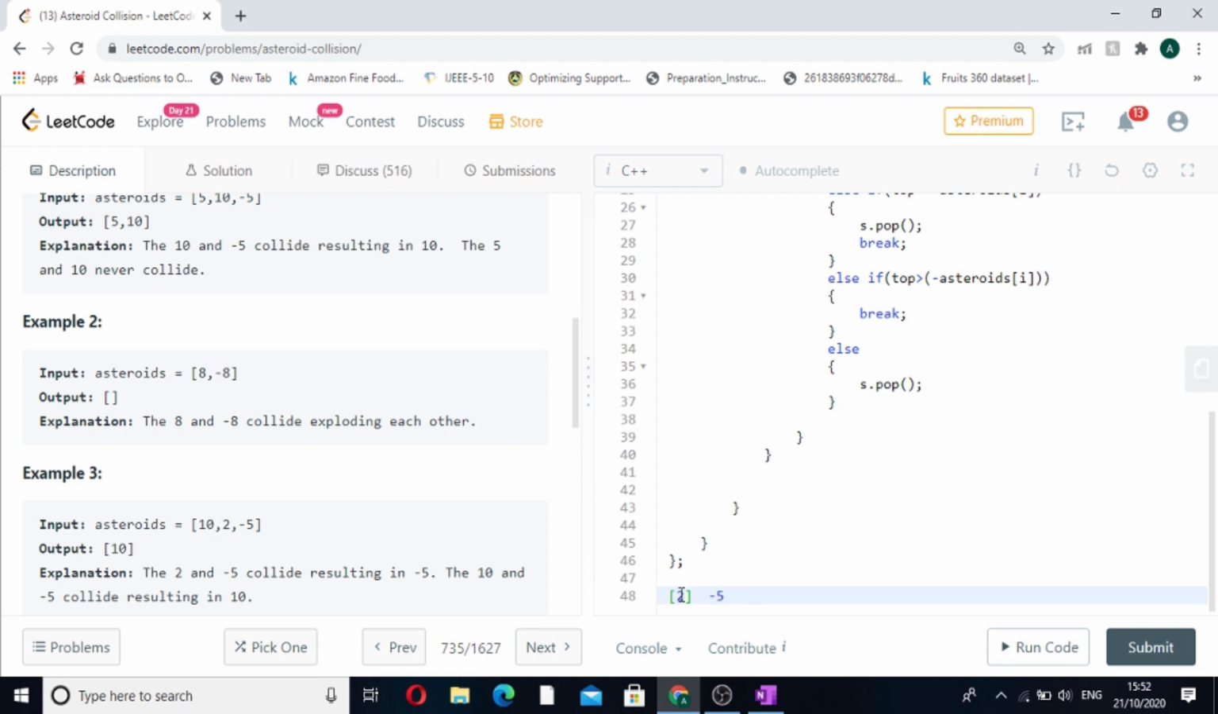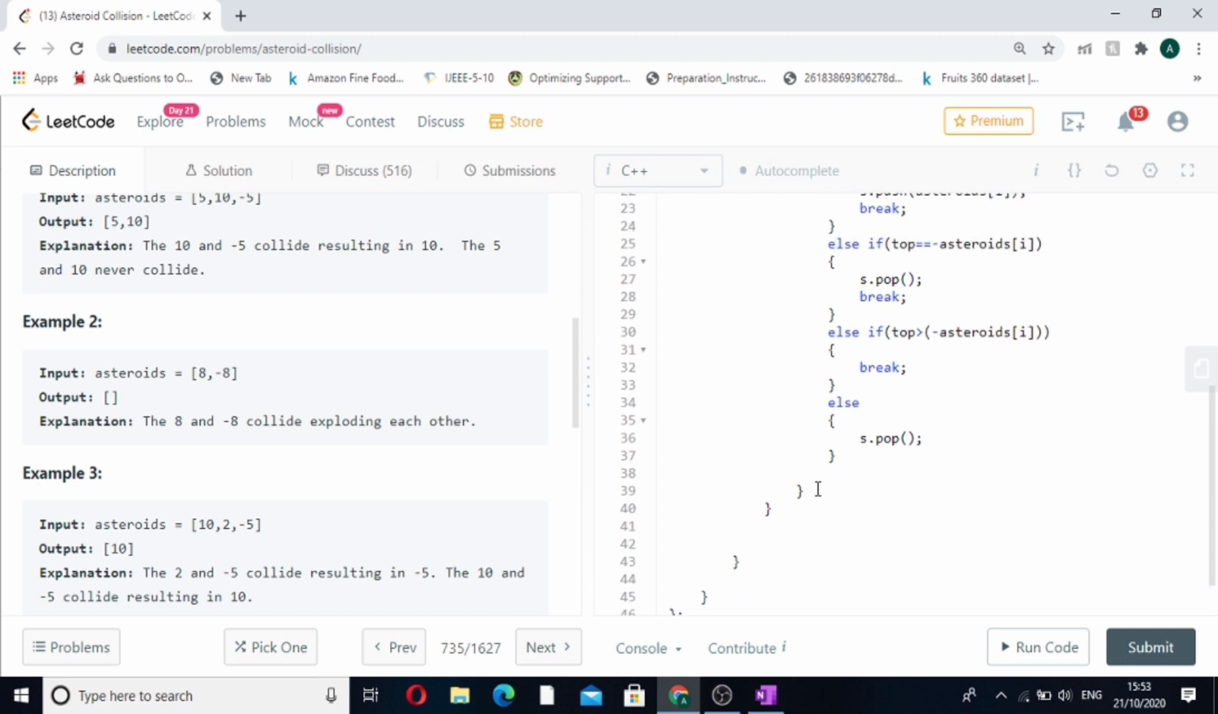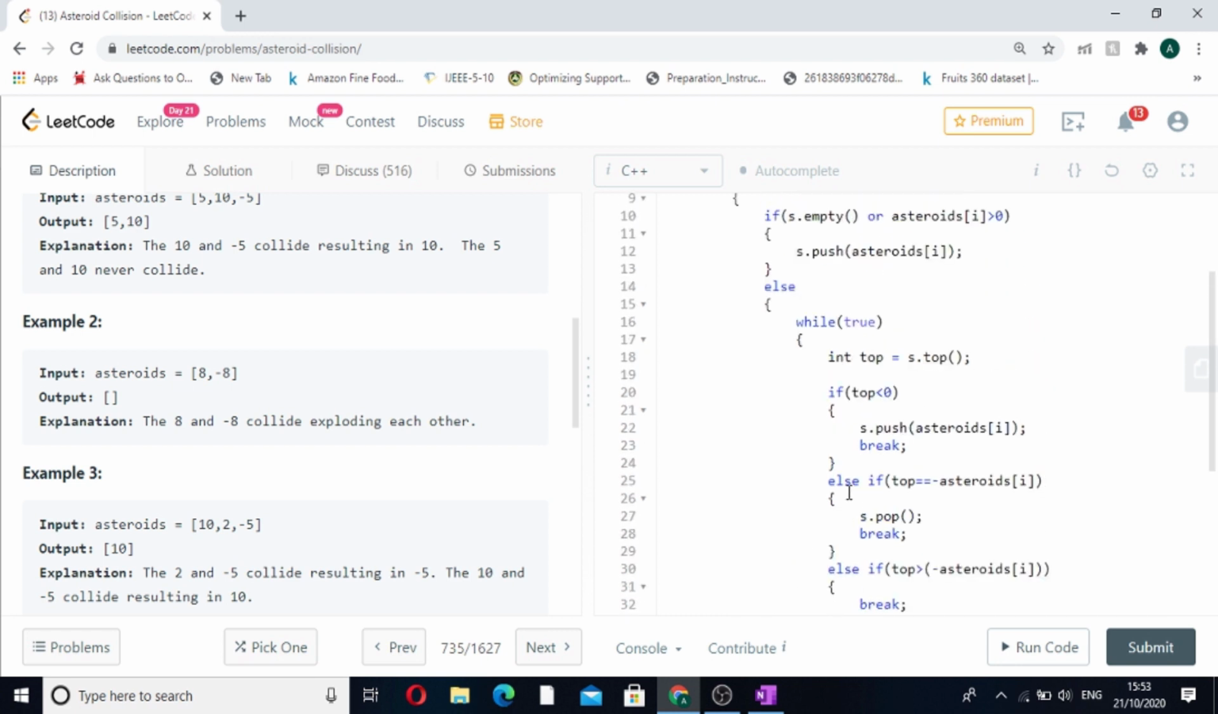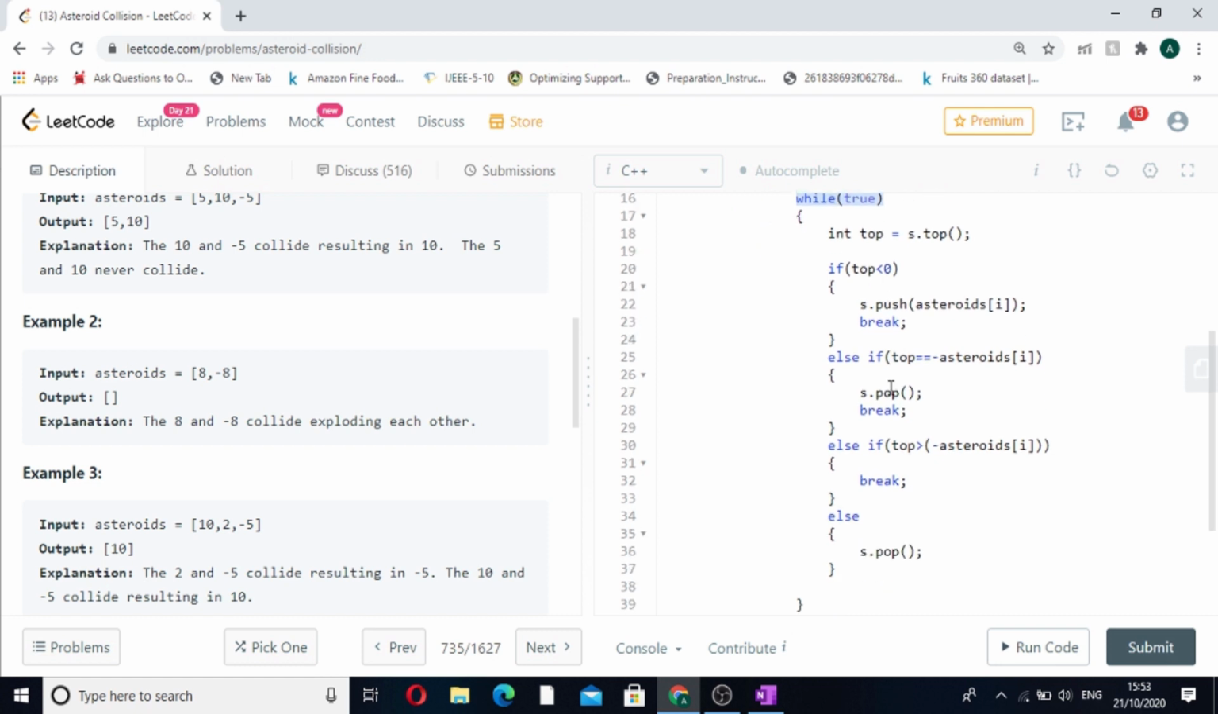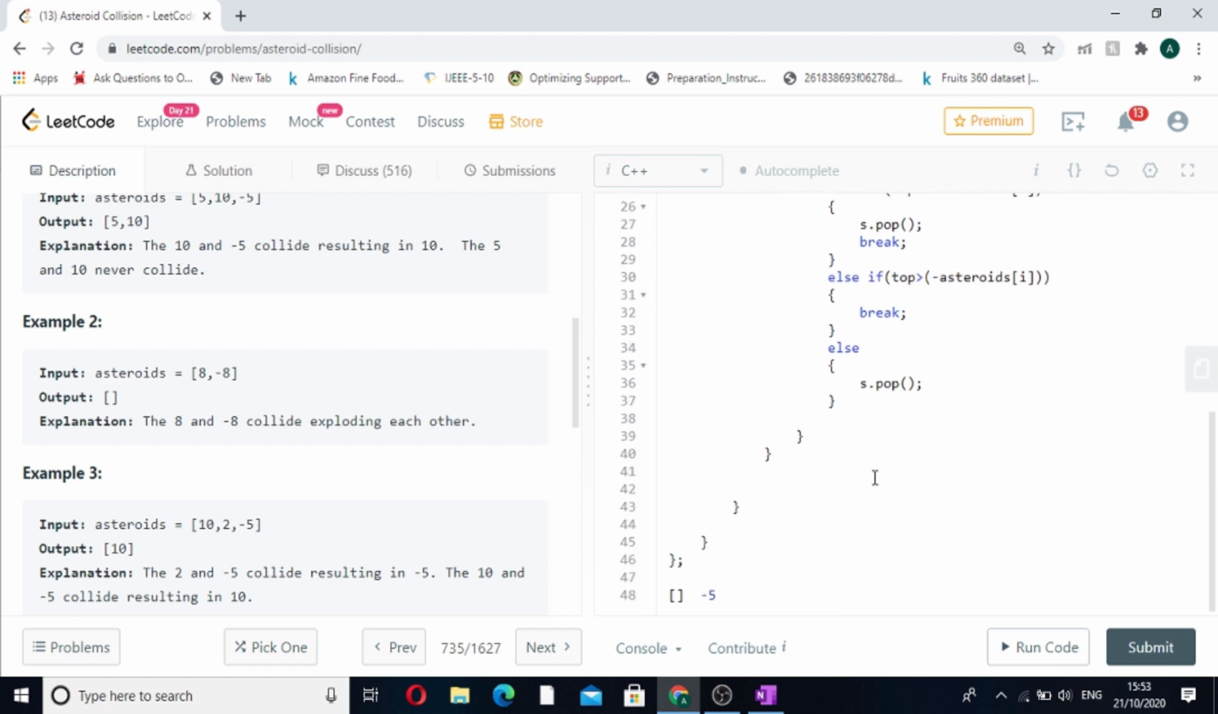Now we have S dot pop, we have S dot top less than 5. 2 is less than 5 and we know that 2 will get exploded. So what will happen in this case? 2 will also be S dot popped and we will get an empty stack. Now again, when we have got the empty stack, we have again reached this while true condition, and now when we will find the top of the element, that is int top is equal to S dot top, there is no element in the top, so we will get a runtime error.